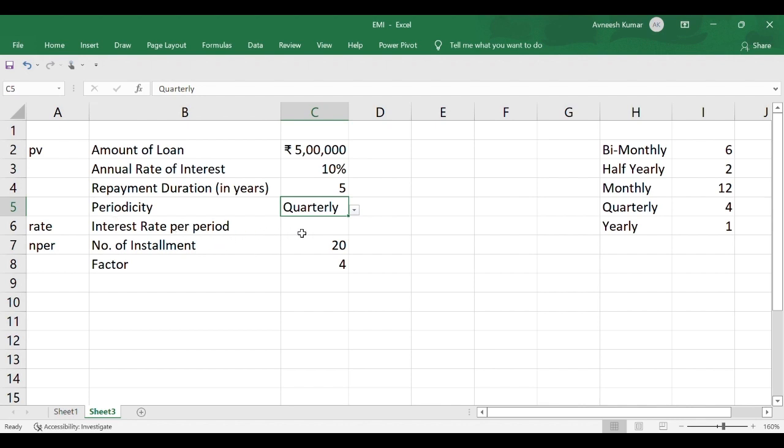Interest rate per period calculation, we enter equal sign and then annual rate of interest divided by this factor, and so here we get 0.025. We can format this cell as %. So format cells and just choose percent. It comes to be 2.5%. So interest rate per period in case of this quarterly payment would be 2.5%. Now we have to show here installment amount.